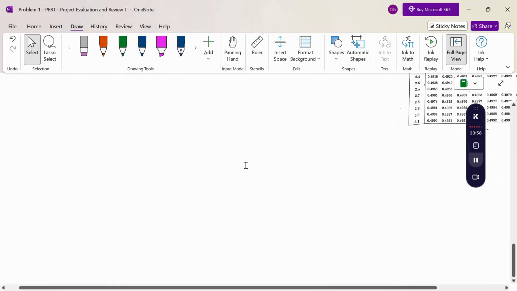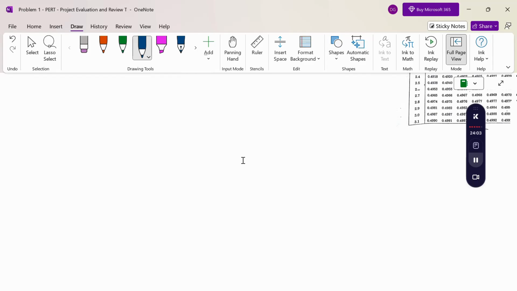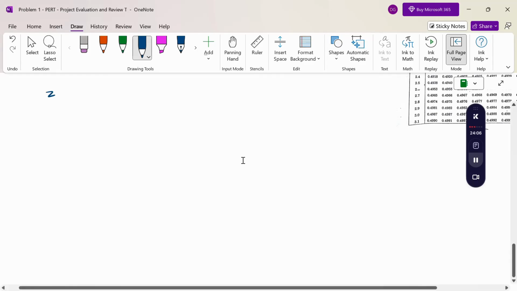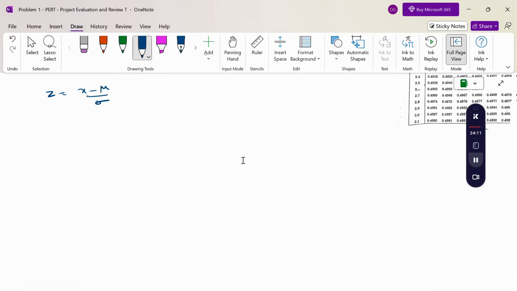So here we use the normal distribution, generally using z equal to x minus mu by sigma. Normally, in the normal distribution we use the normal table, so the variable is converted into the z variable to get the value from the table. So the fourth question is on or before 25 weeks: the probability of x less than or equal to 25 to complete the project.